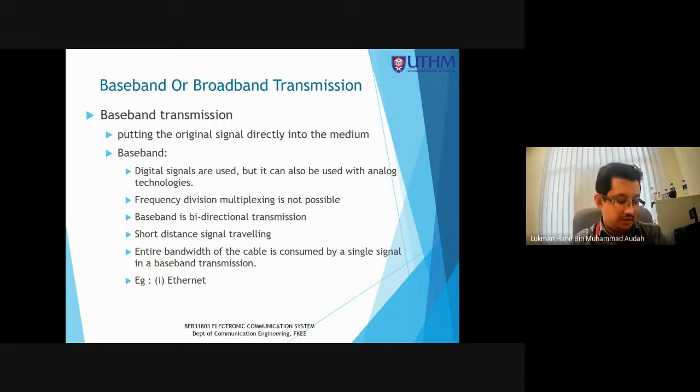Okay. So sekarang dah pukul berapa? So sekarang, okay, saya berhenti 50 sekejap.